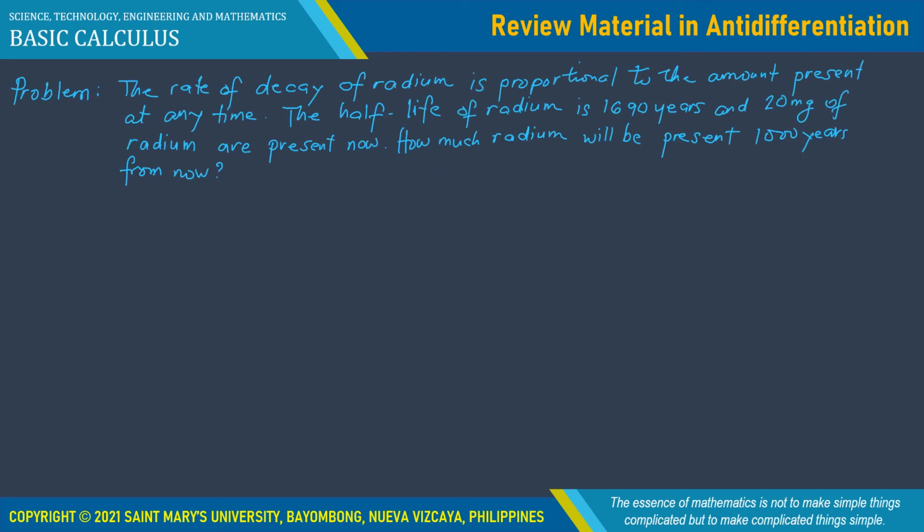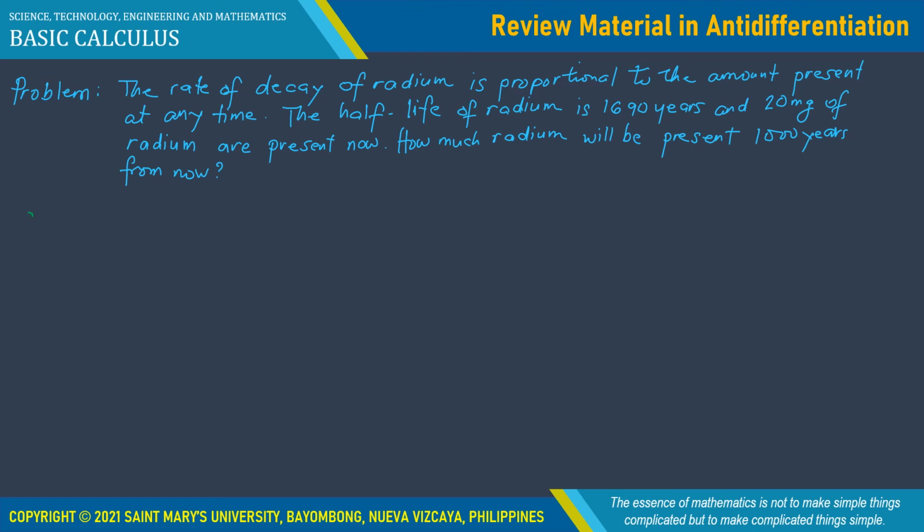Okay, ang last problem natin is about radioactive decay. So, the rate of decay of radium is proportional to the amount present at any time. The half-life of radium is 1,690 years, and 20 milligrams of radium are present now. So, how much radium will be present 1,000 years from now?